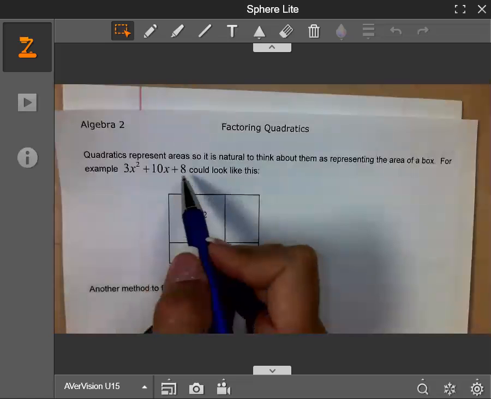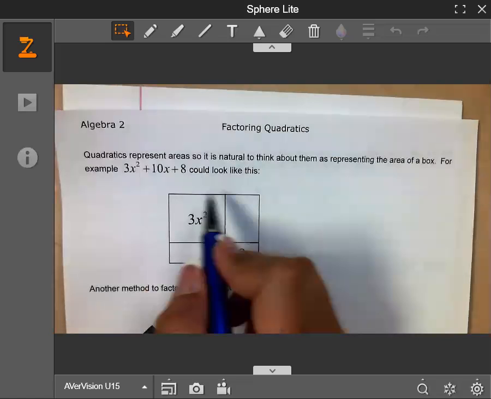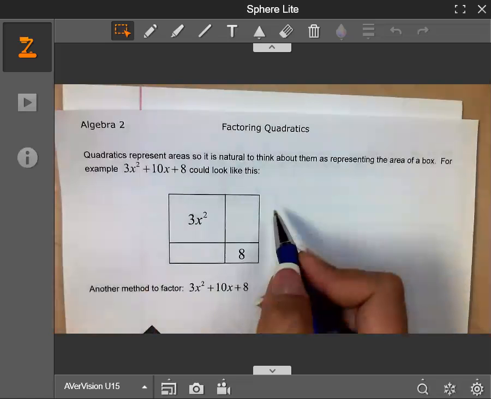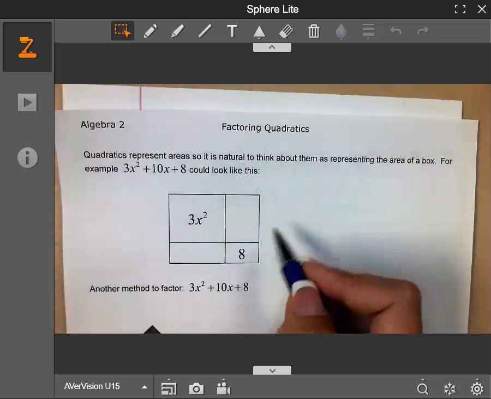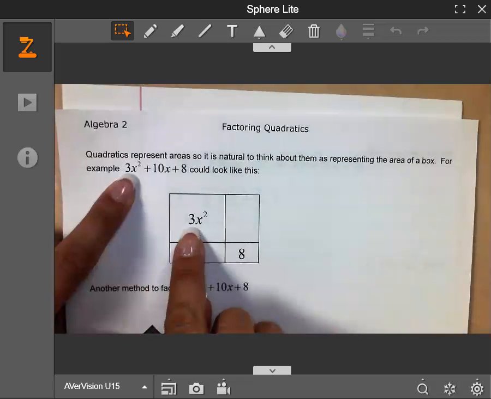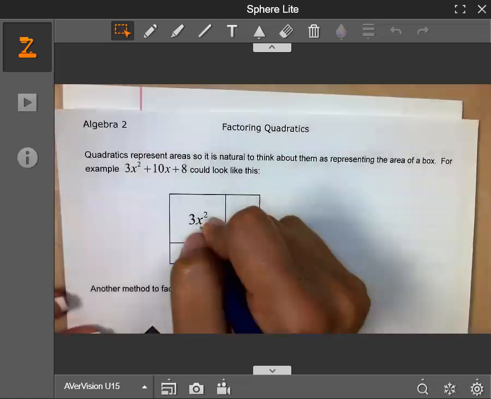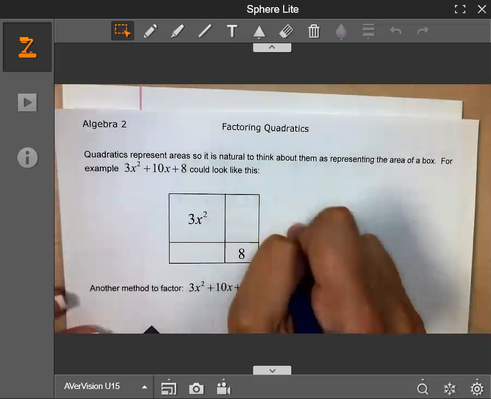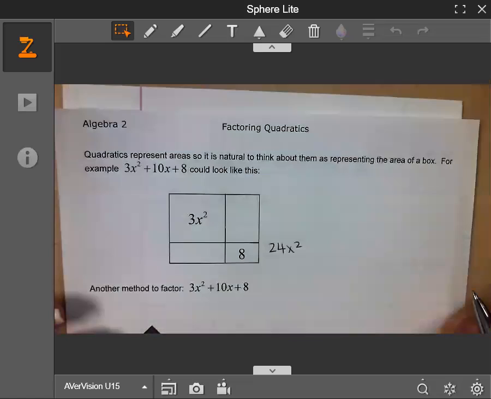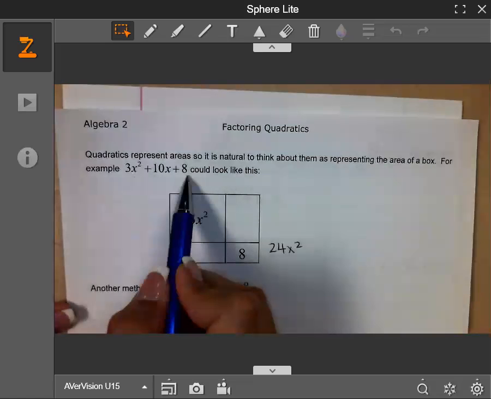It's natural to think of quadratics as the area of a box, and so you've probably used a box before to multiply. In order to factor, you can use that same box. So 3x squared, you put in the first box. That's my first term. My last term, I put into the last box. What we're going to do is multiply these two together, and we get 24x squared.